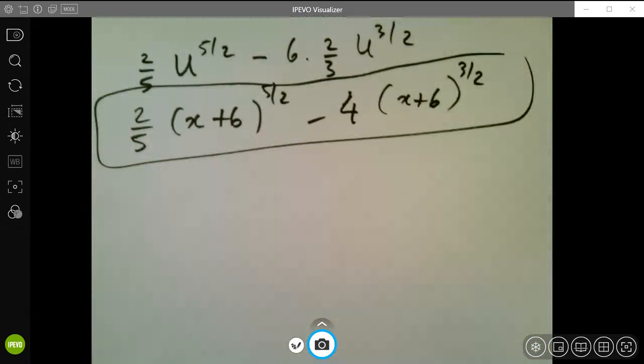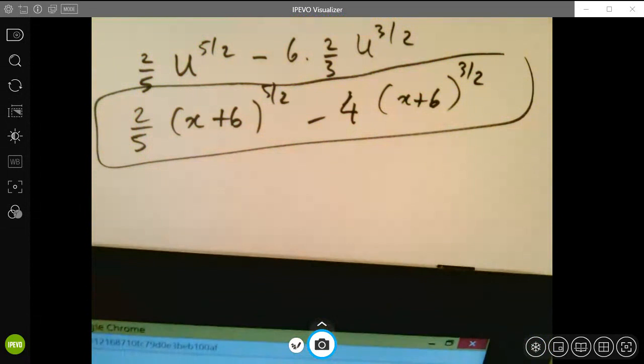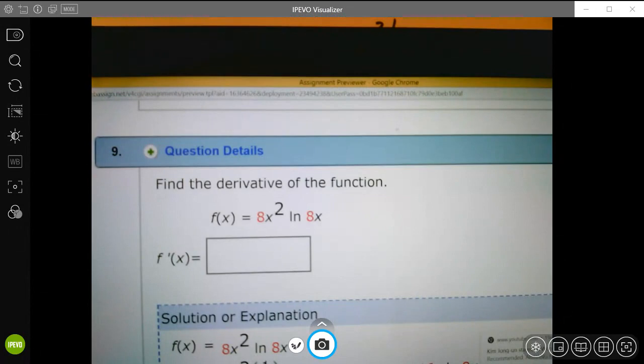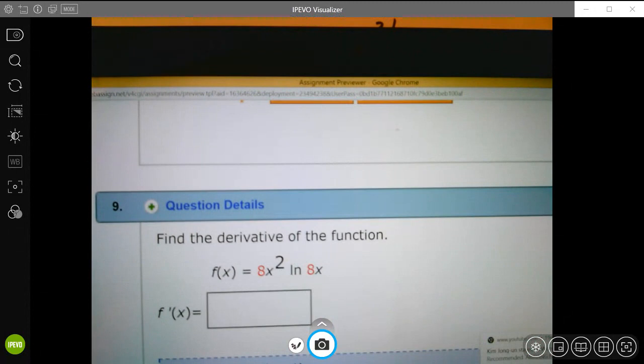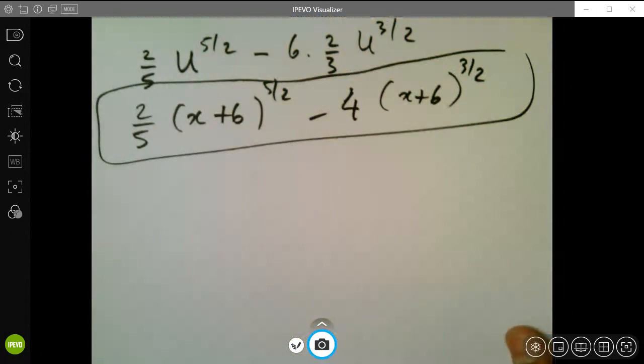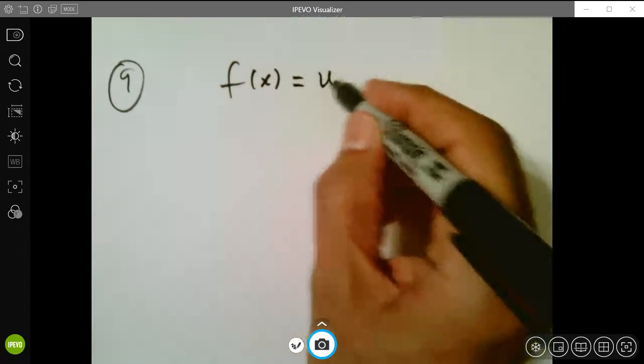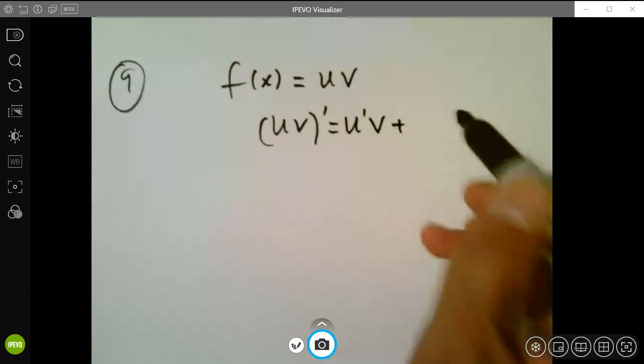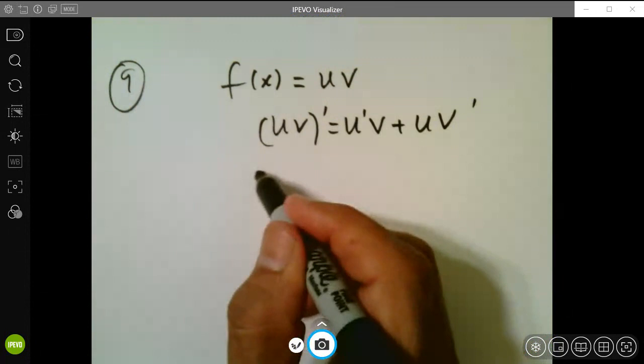Next, this one has nothing to do with integrals. You have to know the derivatives. So this is the product rule, if you remember. What is the product rule? If you have UV, then the derivative of UV is U prime V plus U V prime. So what do you have here? 8x is U and ln of 8x is V.